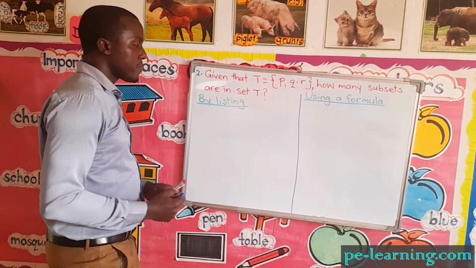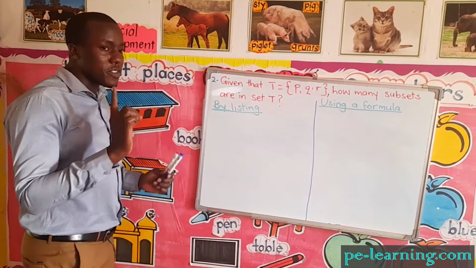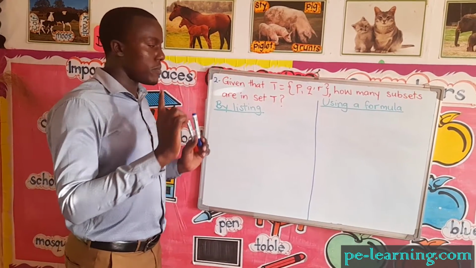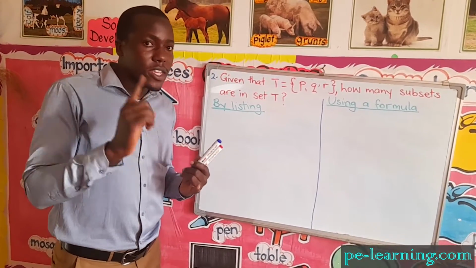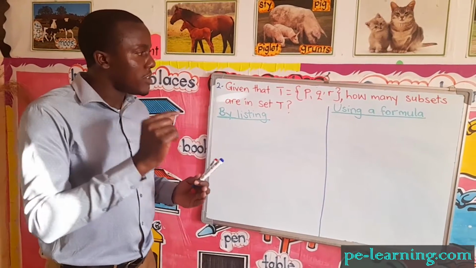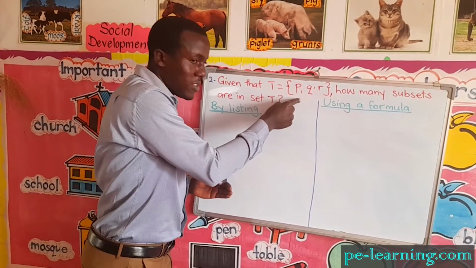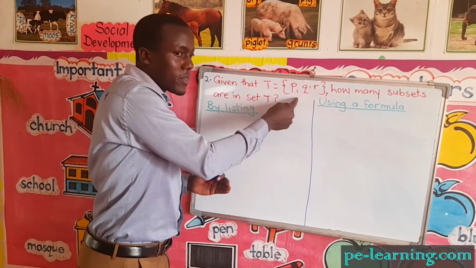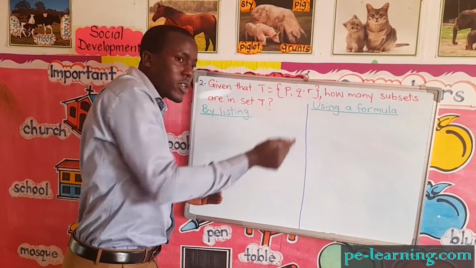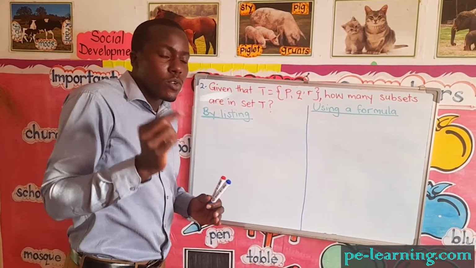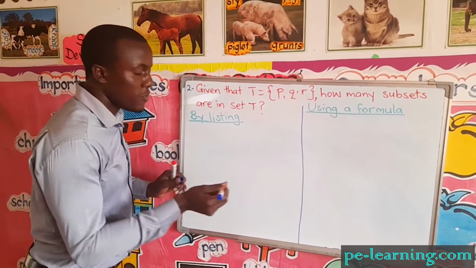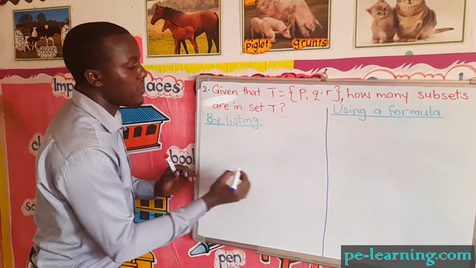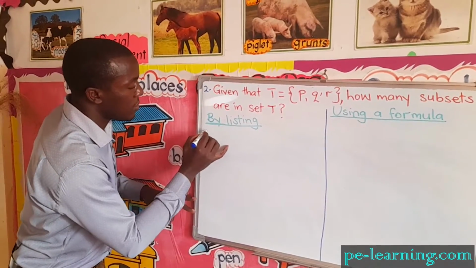So, by listing, remember, an empty set is a subset of any given set, and the mother set, the given set, the universal set, is also a subset of itself. Don't forget that. So our first subset is going to be the empty set.